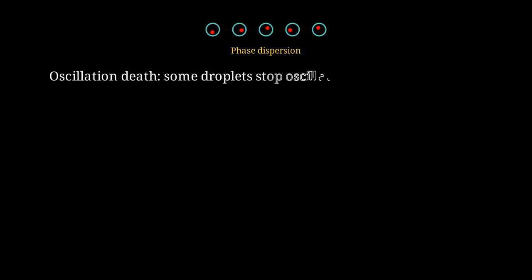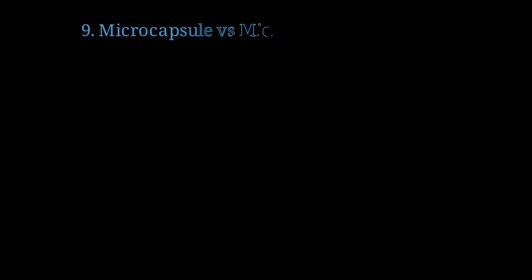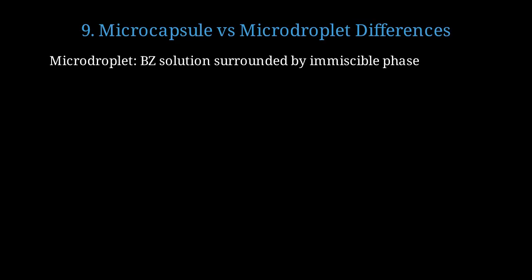In extreme cases, some droplets may undergo oscillation death and stop oscillating entirely. Microcapsules and microdroplets behave differently due to their structure. A microdroplet consists of BZ solution completely surrounded by an immiscible oil phase. In droplets, reactants are fully contained but can exchange with the oil phase.